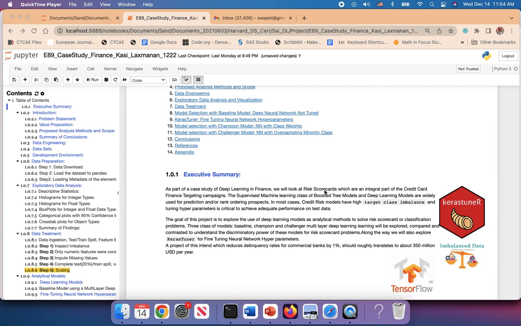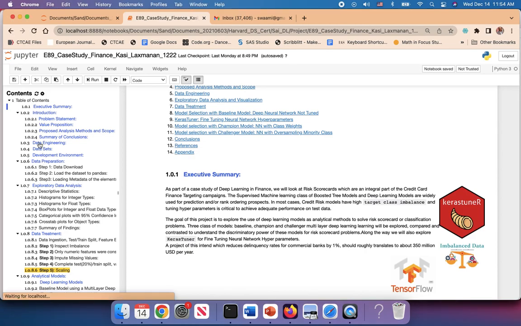Risk scorecards are essentially classification models which predict the likelihood of inability to pay. Credit risk models have high target class imbalance, and we look at some strategies for that. We will also explore KerasTuner for fine-tuning neural network hyperparameters.